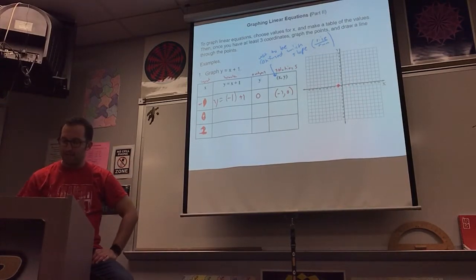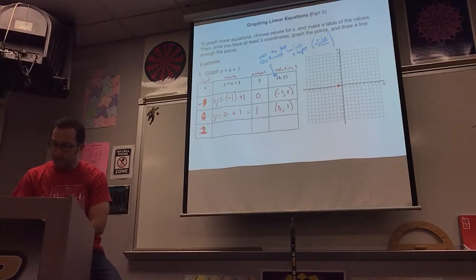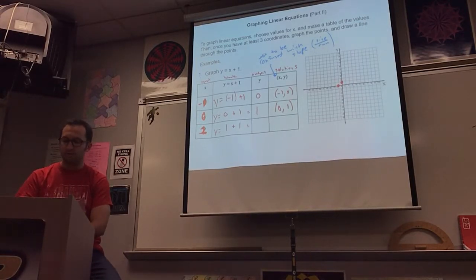All right? And now I'm going to blast through the rest of them, because y equals 0 plus 1 equals 0. Excuse me, not 0. It equals 1. So my point is 0, 1. So I move 0 in the x, and I move up 1. y equals 1 plus 1, which is 2. So 1, 2. And there it is.